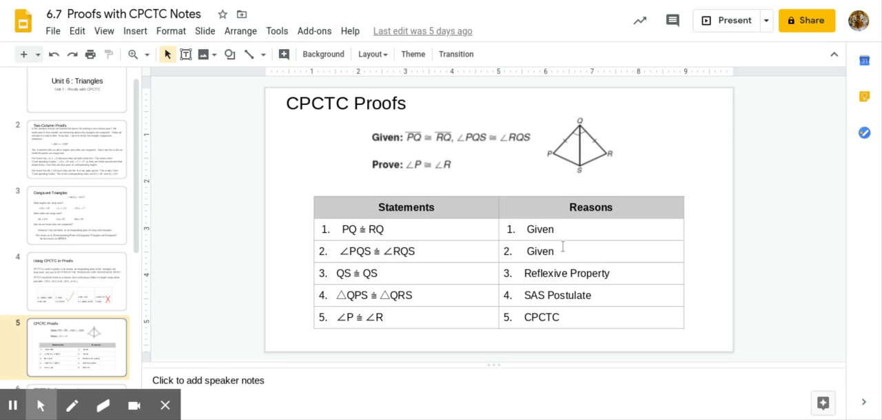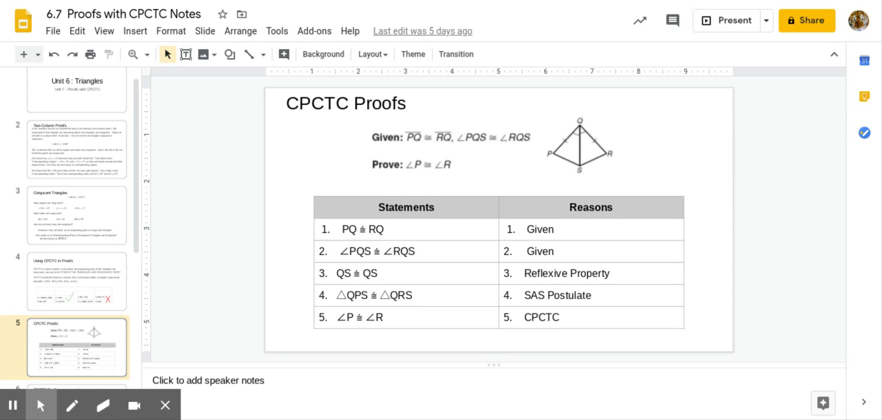What else do we know? Well, we know that QS is a shared side. So QS will be congruent to QS by the reflexive property. Remember, that tells us sides are congruent to themselves. That is enough, once we mark that as congruent to itself with two little tick marks there, to now have side, angle, side. So we can say the triangles are congruent by the side, angle, side postulate. Last lesson, that's where we stopped.